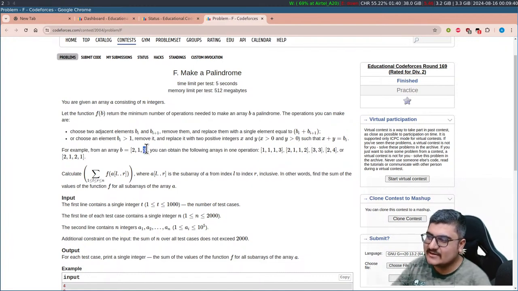Or you can split 3 into 1, 2. In this case, this would be the next array you would get. If you split it as 2 and 1, this would be the next array you can get. Or if you merge 3 and 4, this would be the next array you would get.